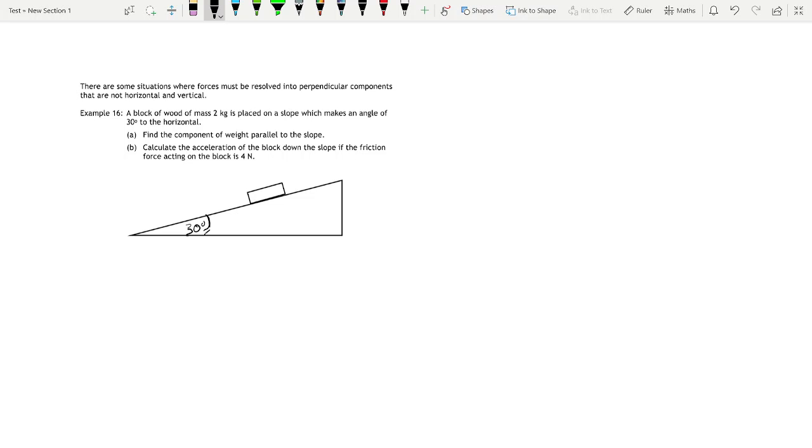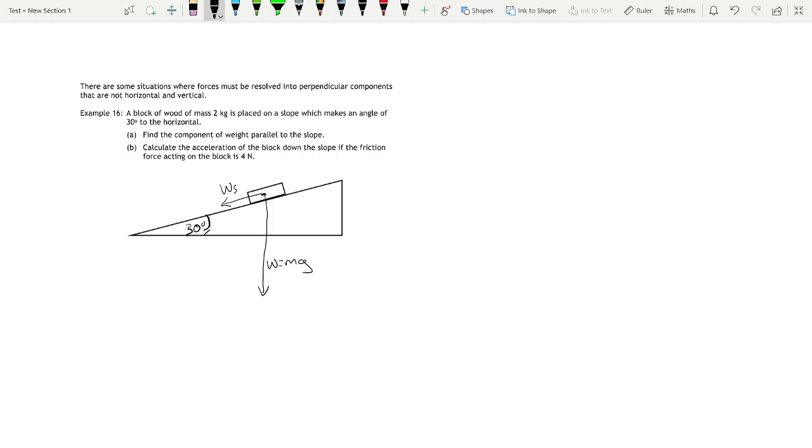Find the component of weight parallel to the slope. So what it means by that is this component of the weight. The weight, obviously we know, always acts vertically down. So that's our actual weight. But we want to find this, which I'll call WS, for weight component parallel to the slope. To find that, we can use a triangle. You can see we've already got two sides of a triangle there. We've got WS and W equals mg.